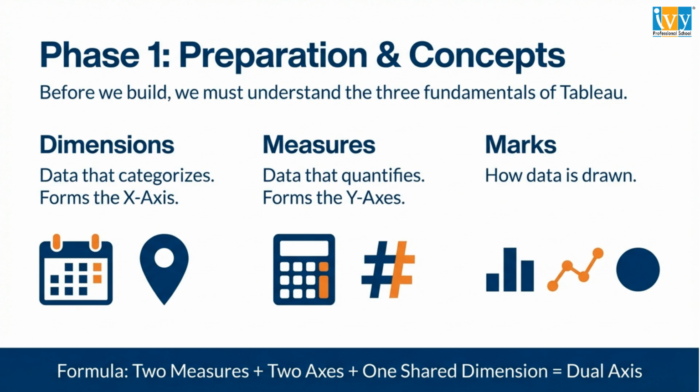Before building a dual-axis chart, we need to understand three Tableau fundamentals. Dimensions define what we analyze, usually placed on the x-axis. Measures define what we measure. They form the y-axis. Marks control how data is drawn, bars, lines, or shapes. In simple terms, two measures, two axes, and one shared dimension create a dual-axis chart.